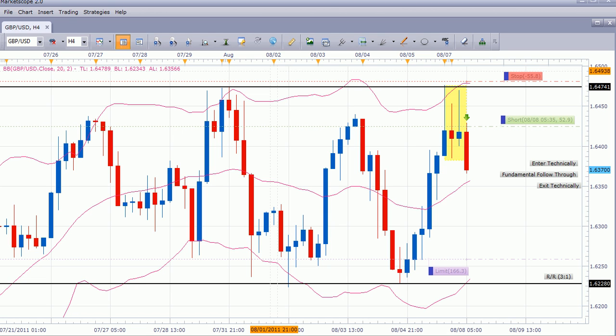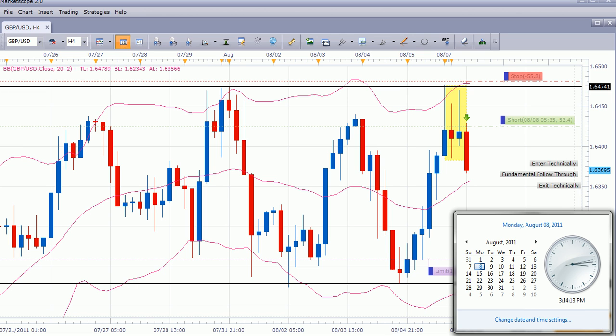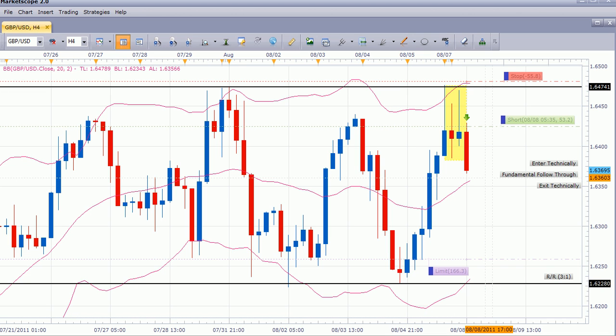DailyFX BYOA contest for week 20. This is trading week of August 7th to August 12th. The pair that I'm looking at for this analysis is the Great British Pound USD.